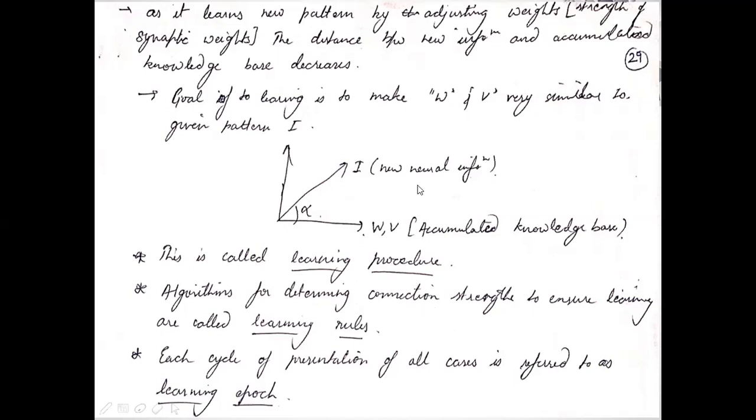Now this complete cycle, one cycle of training, is called the learning epoch. Each cycle of presentation of all cases is referred to as a learning epoch. So we need to understand what is learning epoch, what is learning rule, what is algorithm, and what is the learning procedure. So with this complete cycle, the training takes place in the neural network.